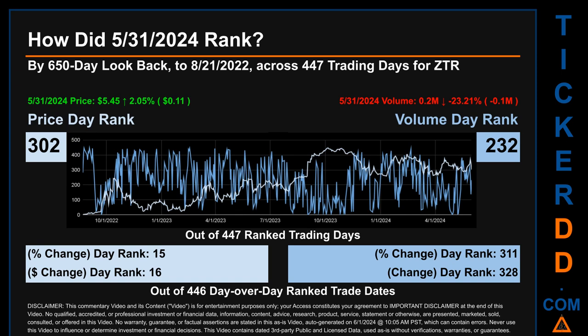The price's day-over-day percentage change, jumping 2.05% on May 31, 2024, had a day rank of 15 while its dollar difference of 11 cents had a rank of 16 when compared day-over-day across 446 trading days. Volume's percentage change and difference were ranked respectively at 311 and 328.